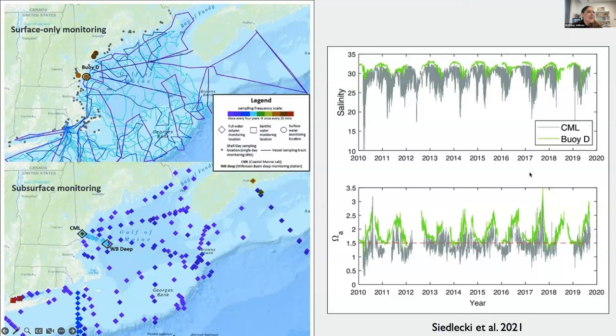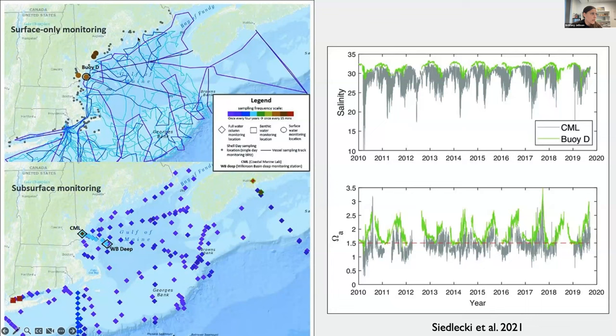And I saw that, Sam, I think you're on this call, and I'm sorry if I pronounce your last name incorrectly, but Seidlitsky et al. 2021 identified a bunch of the monitoring sites in the Gulf of Maine, both surface and subsurface monitoring, that I think gives us a really good idea of where we already have really nearshore monitoring and where there's opportunity for further monitoring in the nearshore that could help us make better predictions.